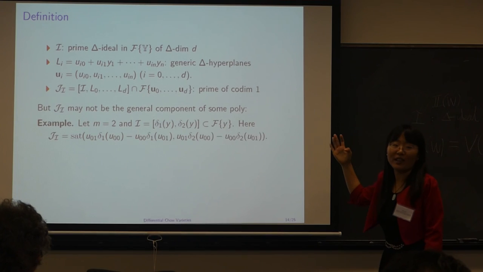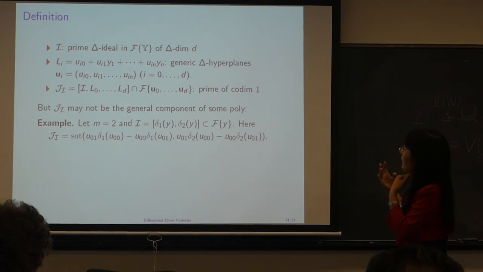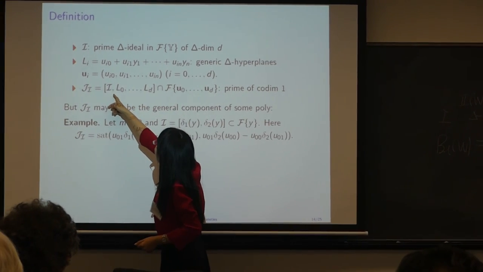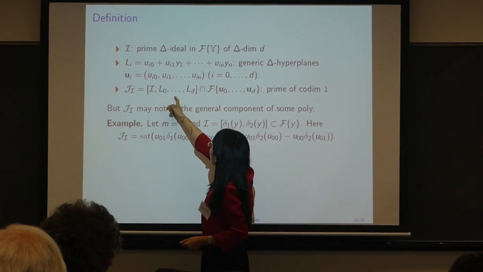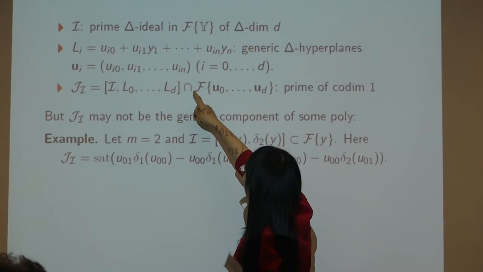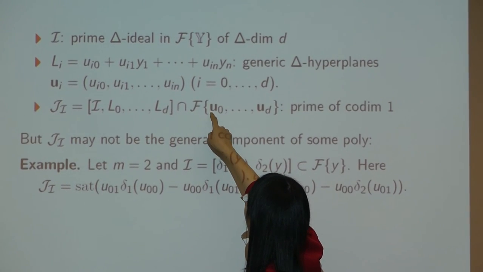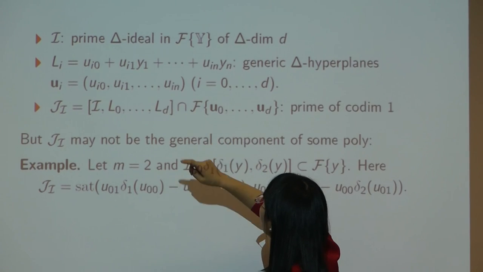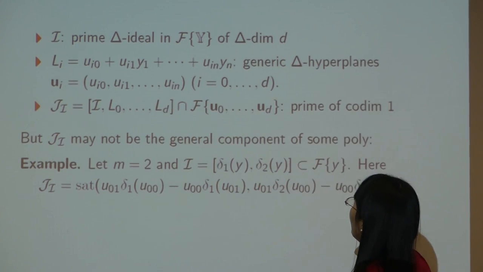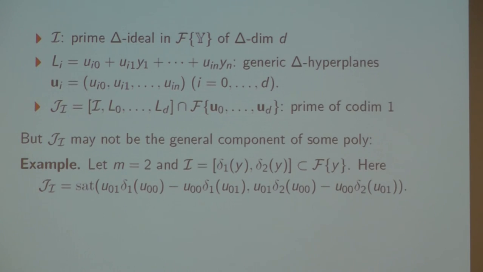It is also different from the ordinary case, because here the u_ij also have m derivation operators. And we consider this intersection ideal. This ideal is just generated by the original prime differential ideal and the d plus 1 generic differential hyperplanes. This ideal is generated in the differential polynomial ring with variables u_i and y. So Z_I is the intersection of this ideal with the differential polynomial ring. But unlike the ordinary case, it is not necessarily the general component of some polynomial.